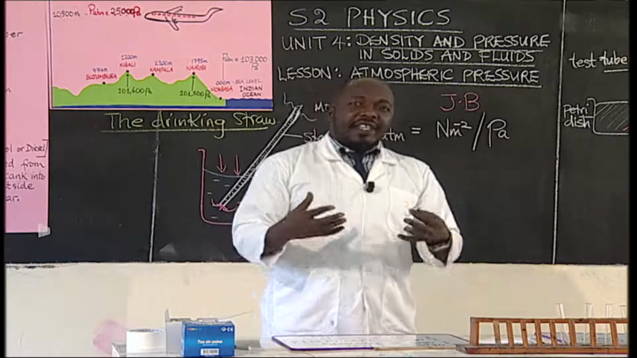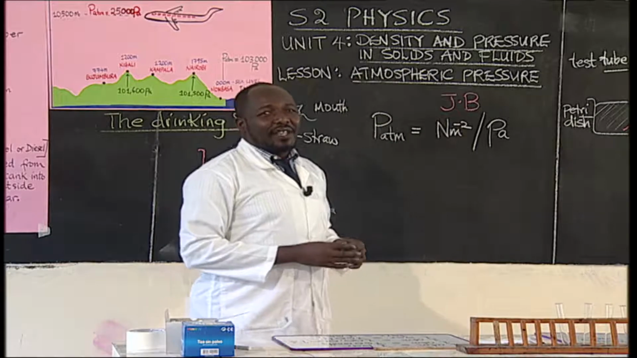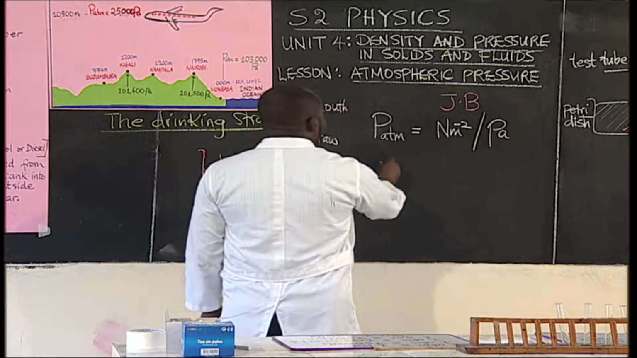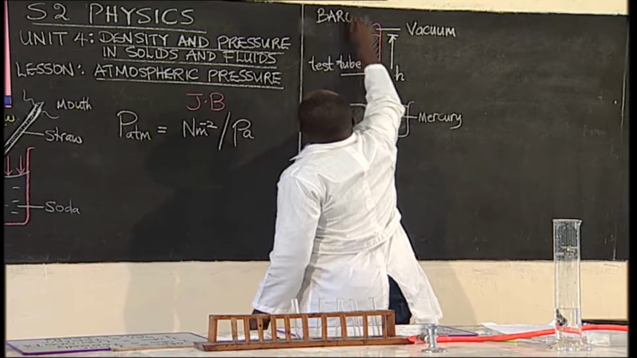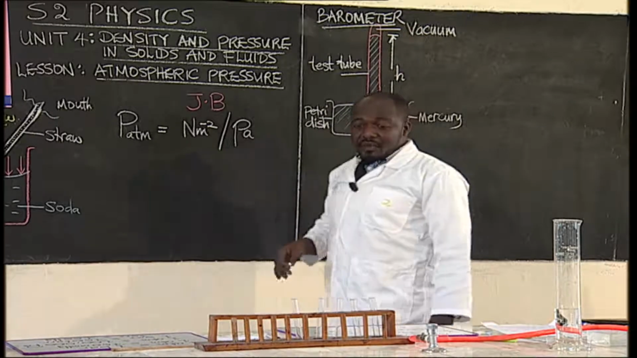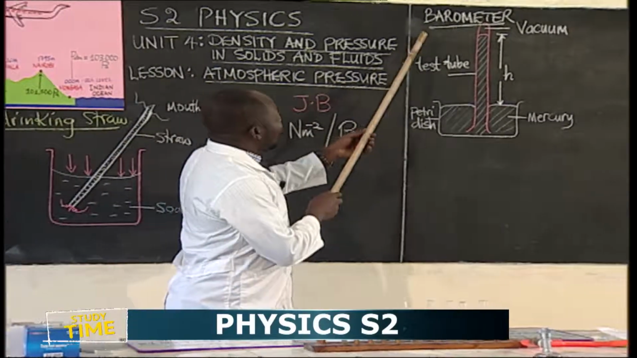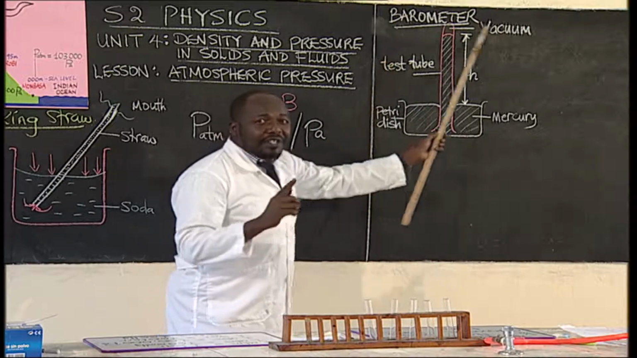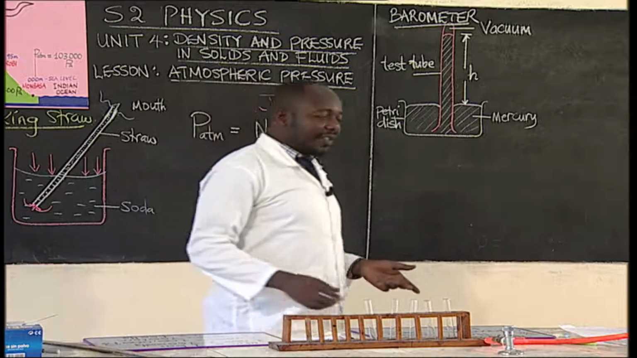So how can we tell the value of atmospheric pressure in a place? That is what we want to look at. Measurement of atmospheric pressure. Now, the instrument used for measuring atmospheric pressure is referred to as... can you read that word? Yes. Let's read it together. The instrument used for measuring atmospheric pressure is called a barometer. You see? Barometer.